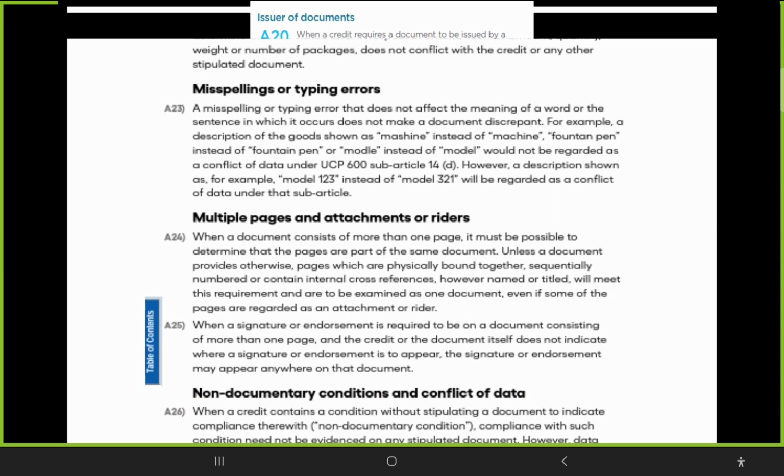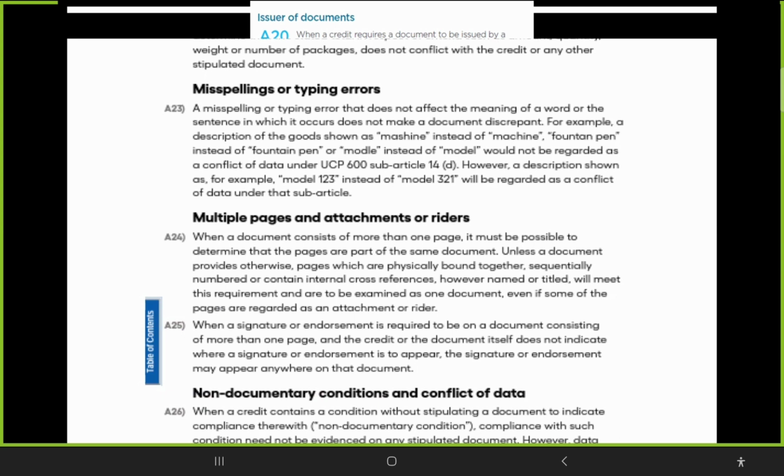Multiple pages and attachments or riders. When a document consists of more than one page, it must be possible to determine that the pages are part of the same document. Unless a document provides otherwise, pages which are physically bound together, sequentially numbered, or contain internal cross-references, however named or titled, will meet this requirement and are to be examined as one document even if some of the pages are regarded as an attachment or rider. When a signature or endorsement is required to be on a document consisting of more than one page, and the credit or the document itself does not indicate where a signature or endorsement is to appear, the signature or endorsement may appear anywhere on the document.